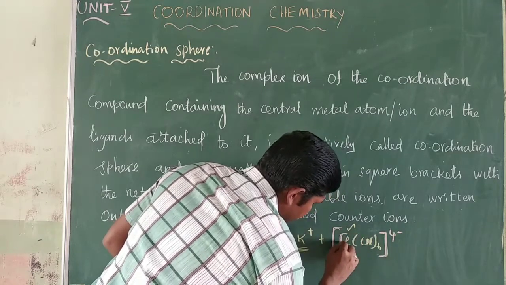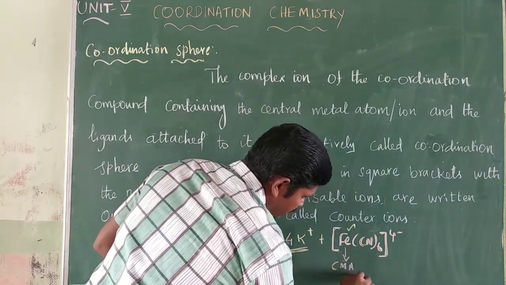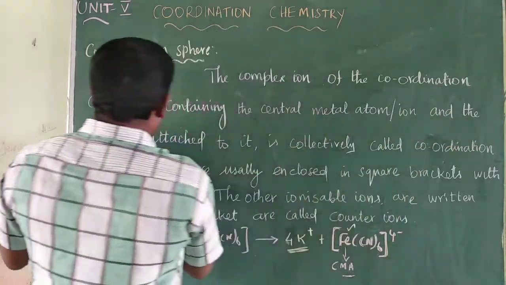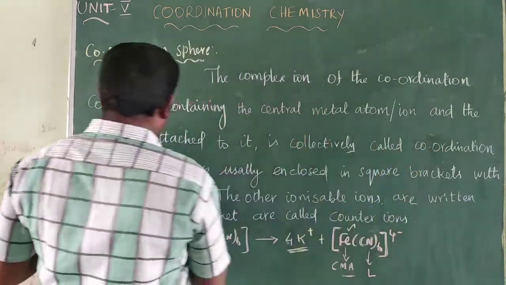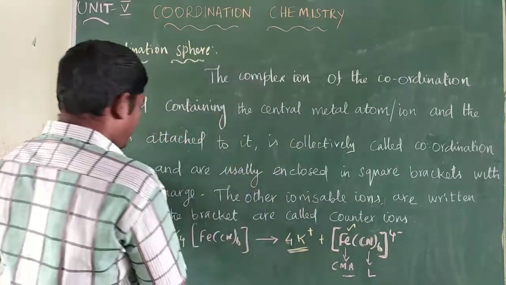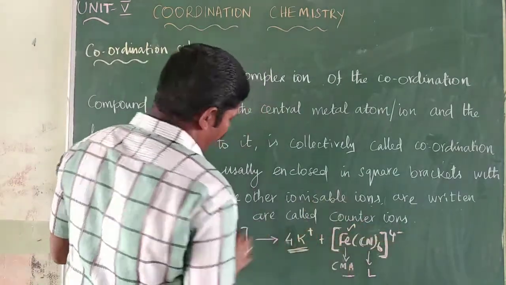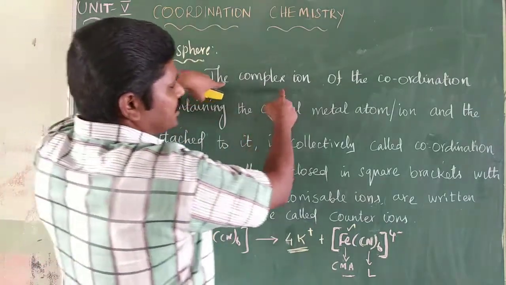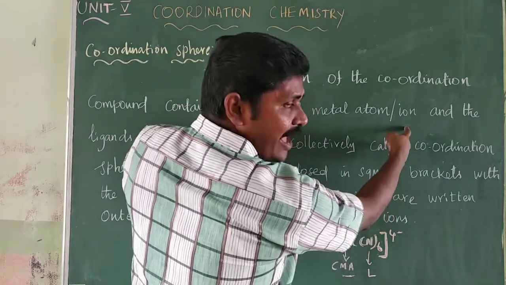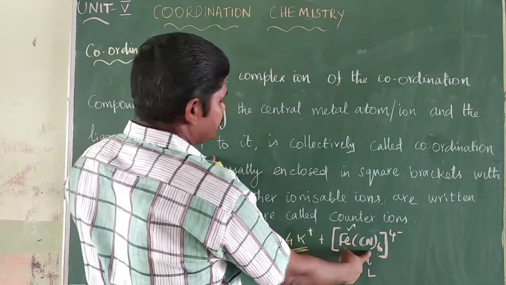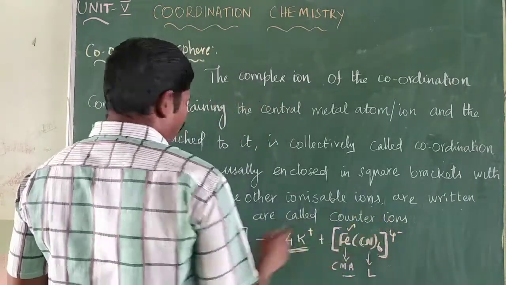So the coordination sphere is [Fe(CN)6] 4 minus, with the central metal atom or ion and the ligands attached to it collectively called the coordination sphere, usually enclosed in square brackets with the net charge.